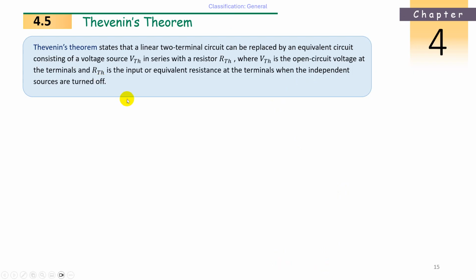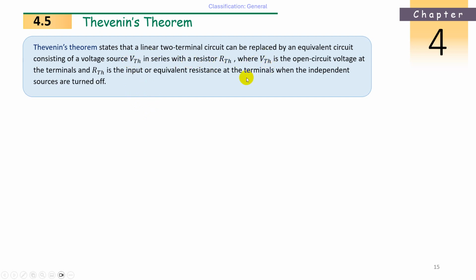So again I will read the definition. Thevenin's theorem states that a linear two-terminal circuit can be replaced. Means a linear two-terminal circuit, maybe with many resistances, many voltage sources, current sources, dependent sources, can be replaced by an equivalent circuit. Only a simple equivalent circuit consisting of a voltage source and a series resistor. Only two items. It may be very big, but it can be replaced with a voltage source and a series resistor named V Thevenin and R Thevenin.